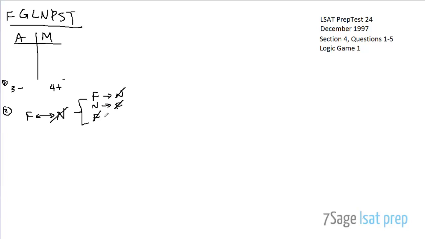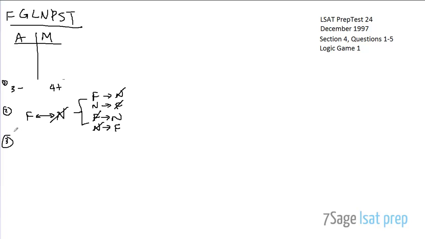But what else do we know? We know that if we don't have F, we must have N, and if we don't have N, we must have F. Why is that the case? It's because they can never be together, right? So if F is not here, that means N's got to be here. That's why I use a biconditional arrow for this statement.